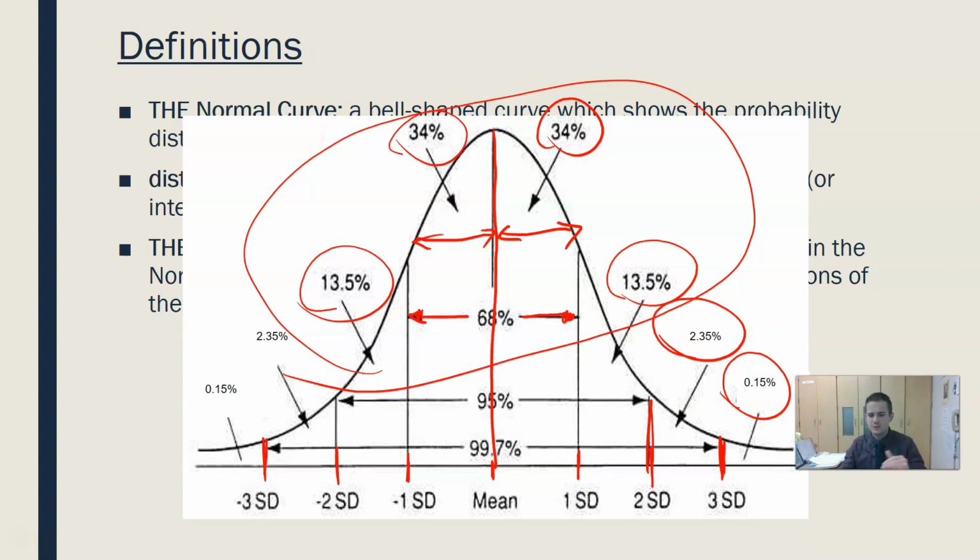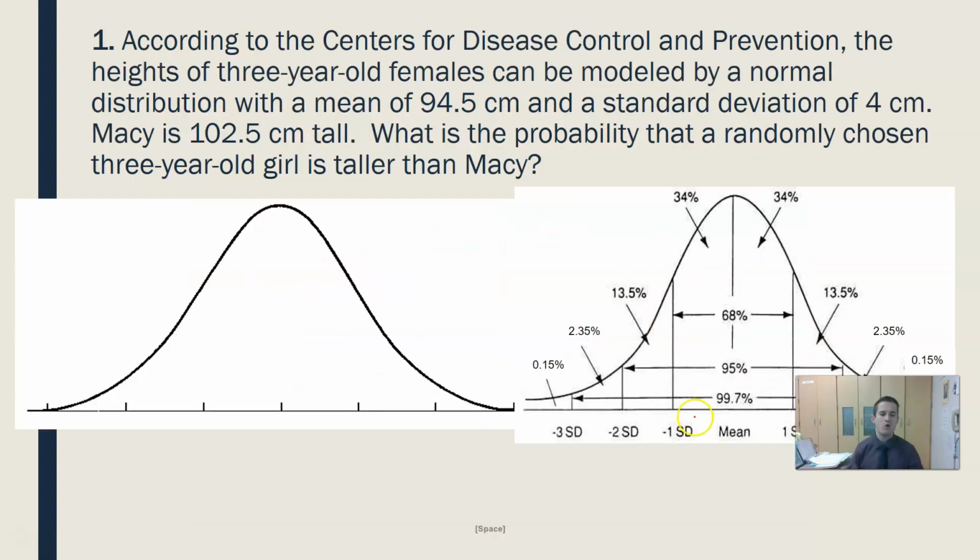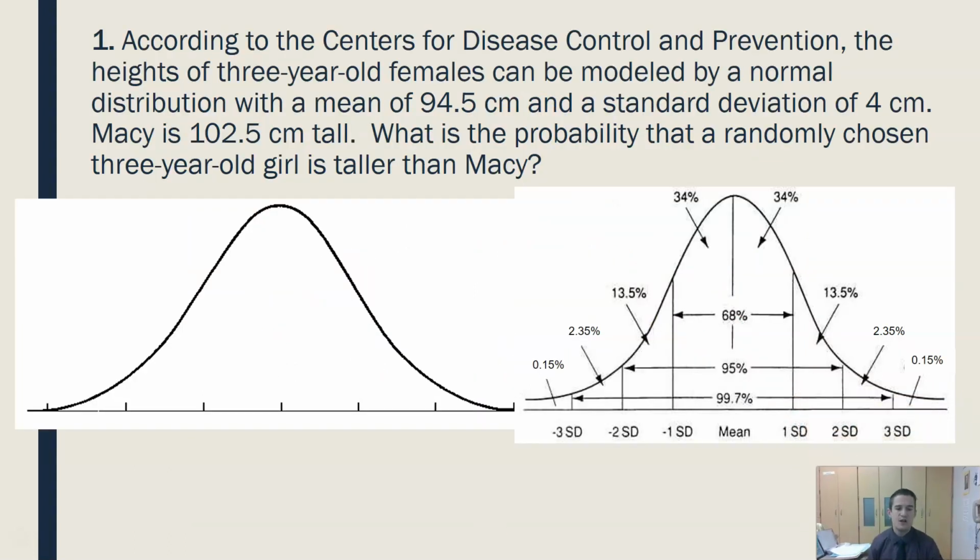Okay, let's put this into practice. Let me show you how we can use this kind of information to approximately solve a problem. So say there's a study, and according to the Centers for Disease Control and Prevention, the CDC, the heights, this is a common example, the heights of 3-year-old females can be modeled by a normal distribution with a mean of 94.5 centimeters and a standard deviation of 4 centimeters.